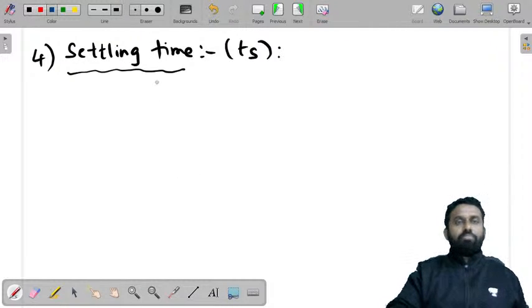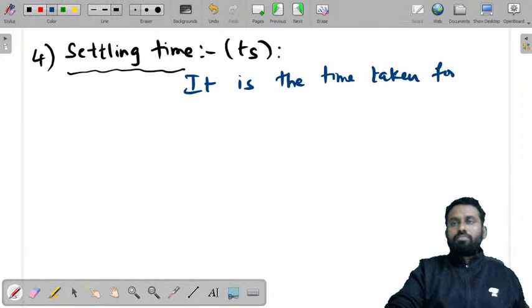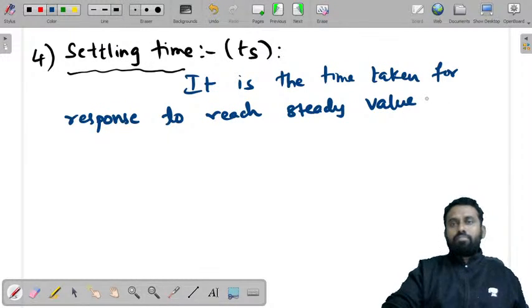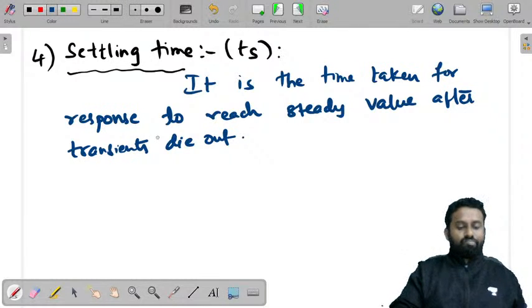So what is the settling time? It is the time taken for the response to reach steady value after transients die out. Now that is settling time. Now how do you determine this?